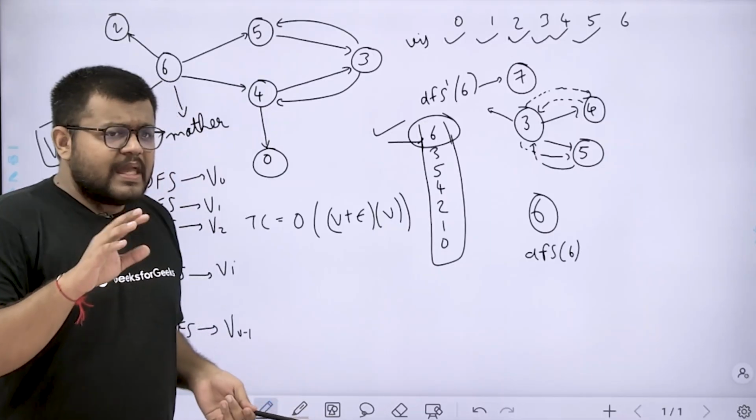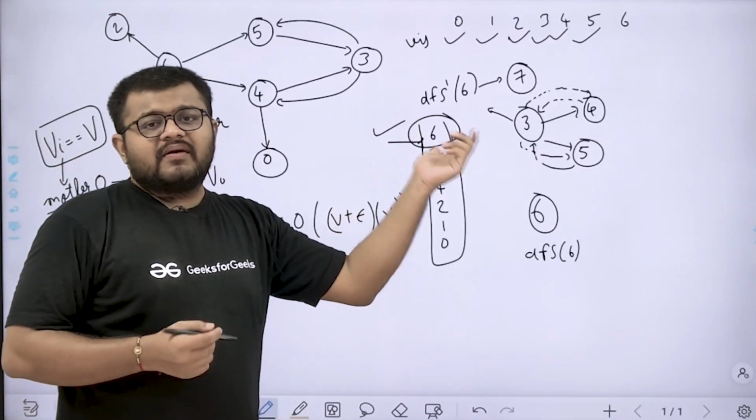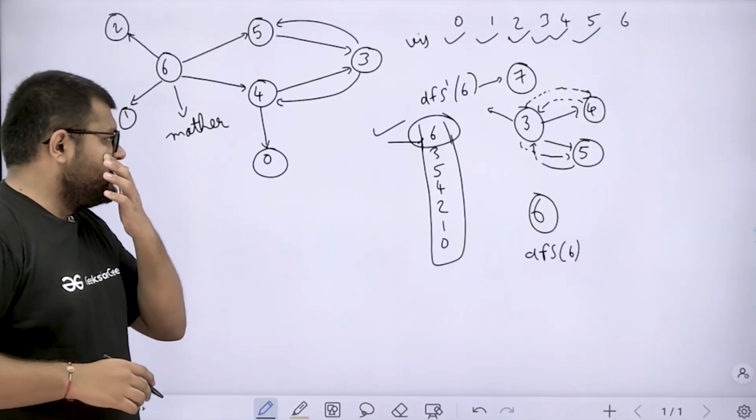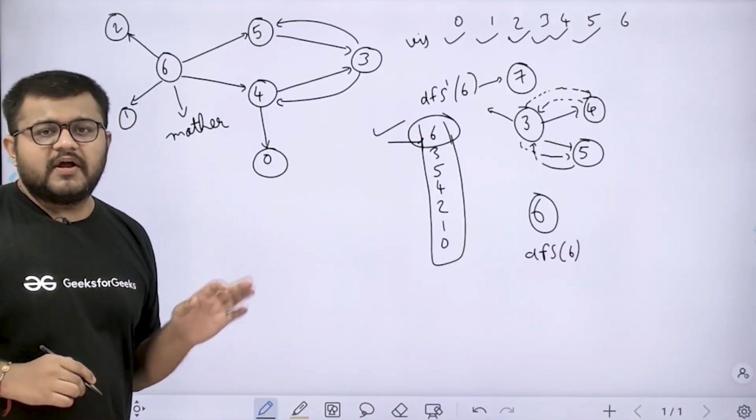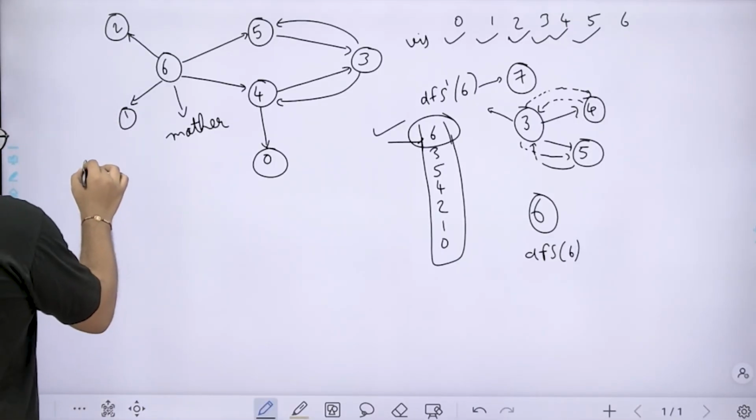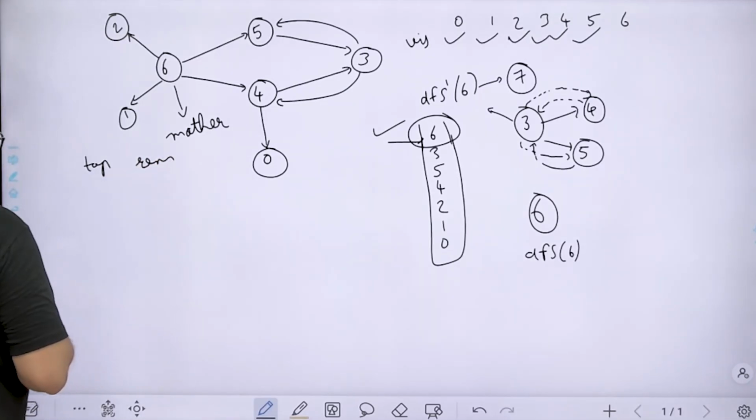But now, the main question is, how will it always give the correct answer? We said that if a mother vertex is present, it will be at the top of the stack. So now let's prove it. Let me make 2 columns. This is the top of the stack and this is the remaining elements.